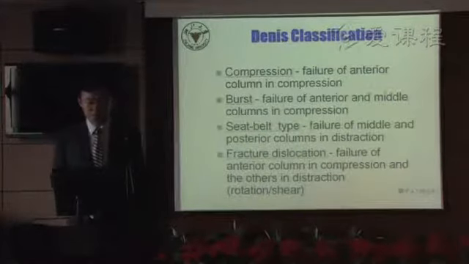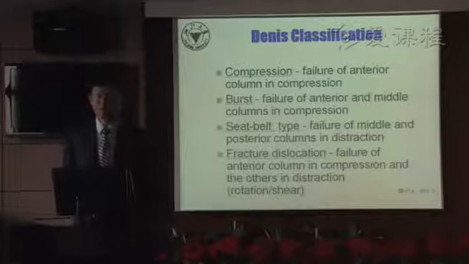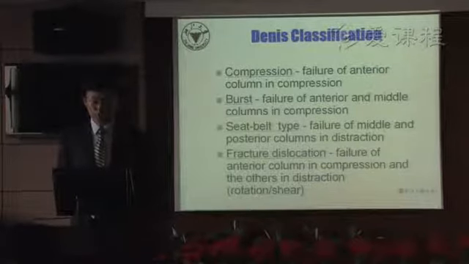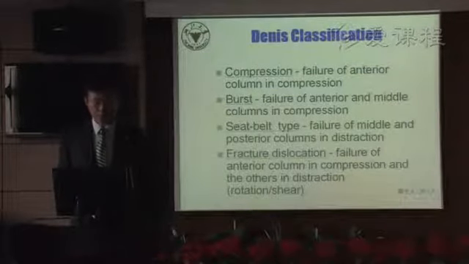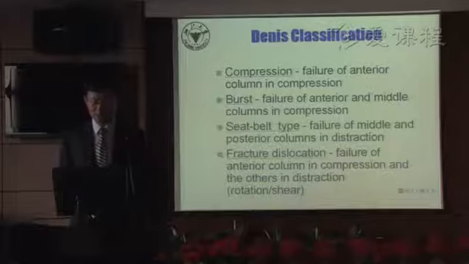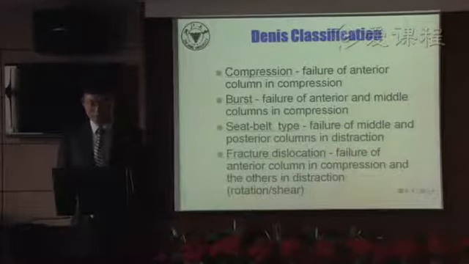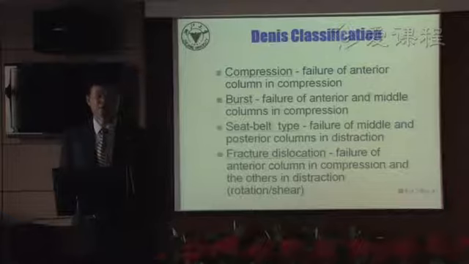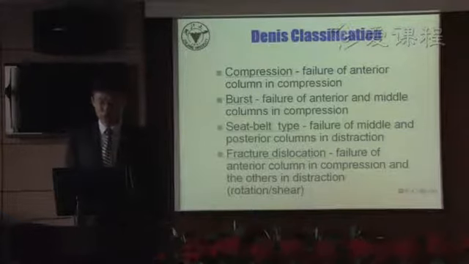Then the classifications. Compressions: failure of the anterior column. Burst: failure of the anterior and middle columns in compression. Seat belt type: failure of the middle and posterior columns in distraction. Fracture dislocations: failure of the anterior column in compression and the others in distraction, including rotation and shear.